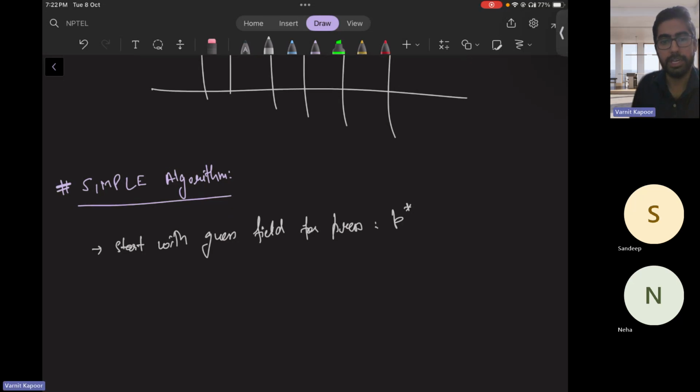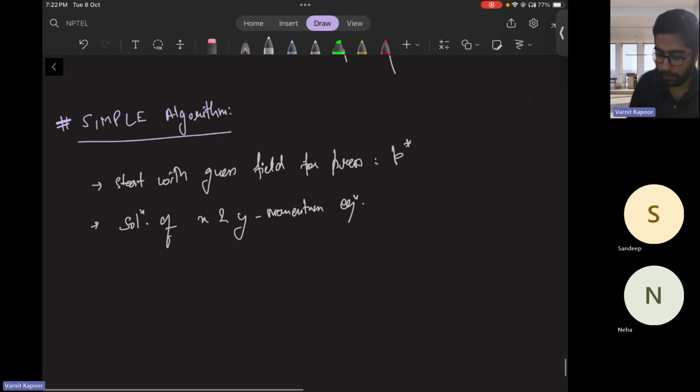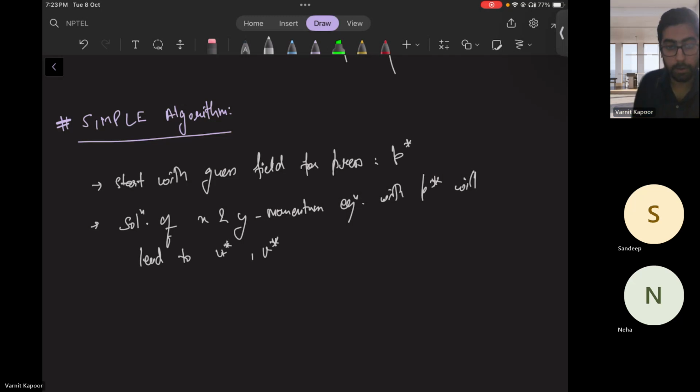So solution of discrete X and Y momentum equations with P star will lead to U star and V star.